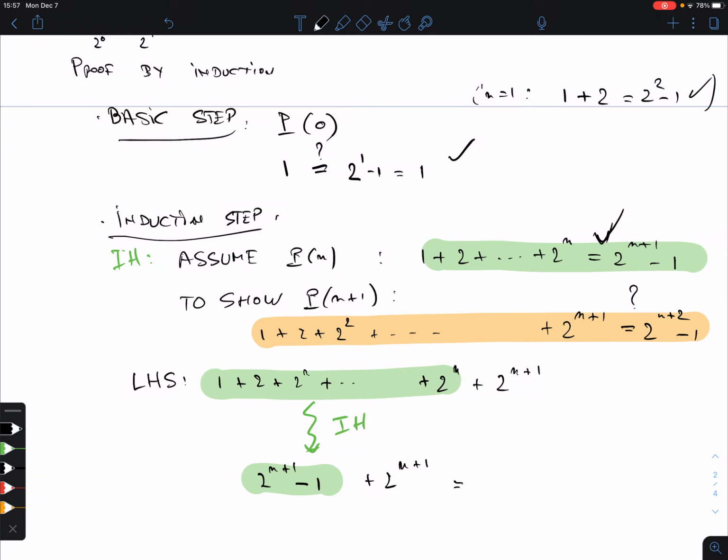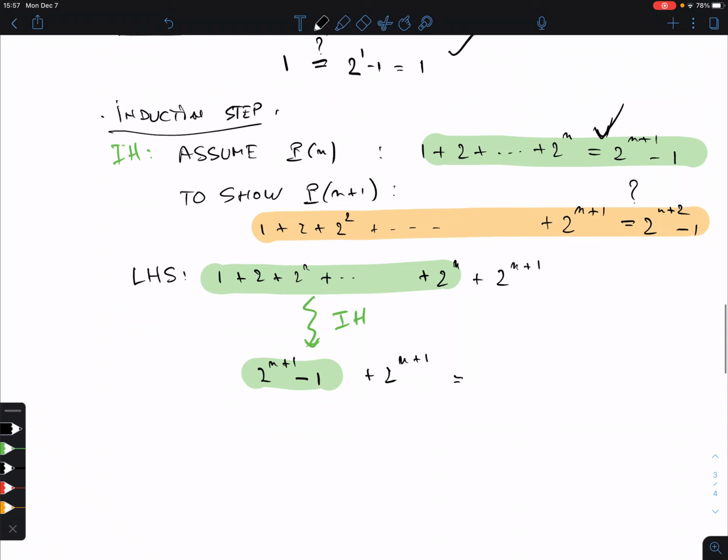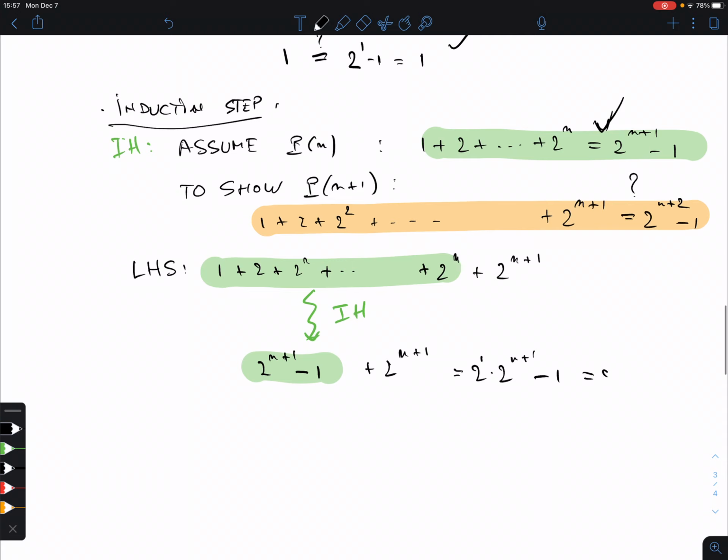There's a 2 to the n plus 1 and another 2 to the n plus 1. So there are 2 times 2 to the n plus 1 minus 1. But what is 2 times 2 to the n plus 1? That is 2 to the power 1 times 2 to the power n plus 1. So you add exponents, right? That is 2 to the power n plus 2 minus 1. And here we are. This is actually the right hand side. I don't even have to analyze the right hand side. It's exactly what I needed to show. Okay, so this is how proofs by induction work.